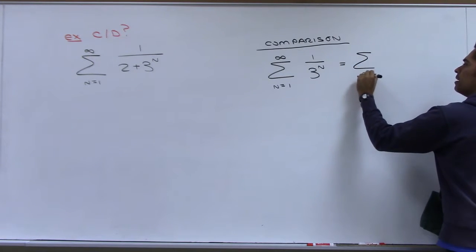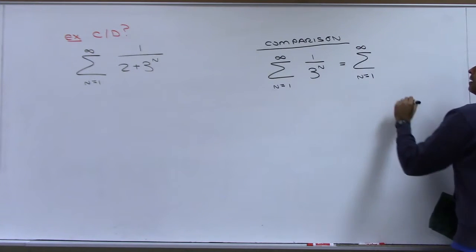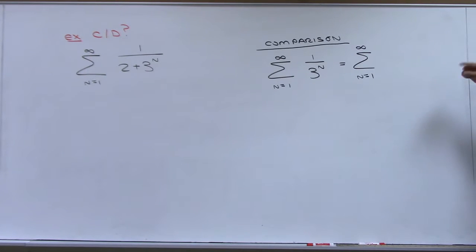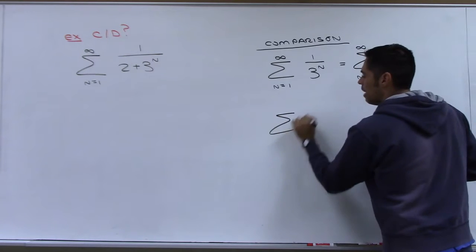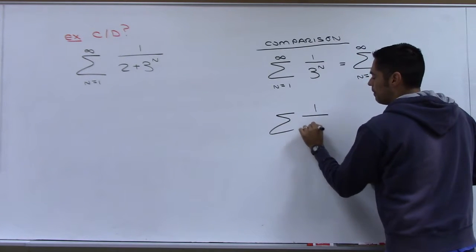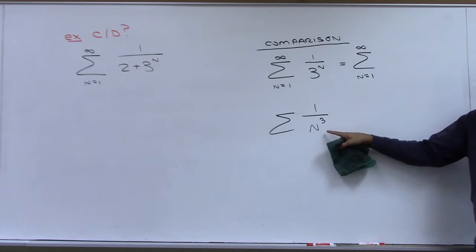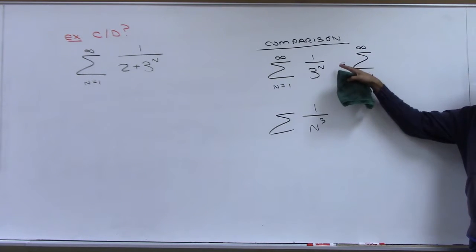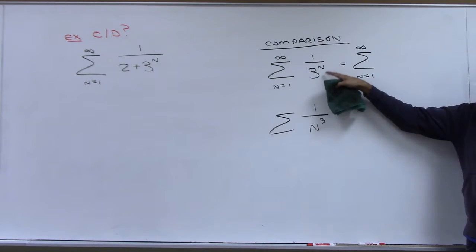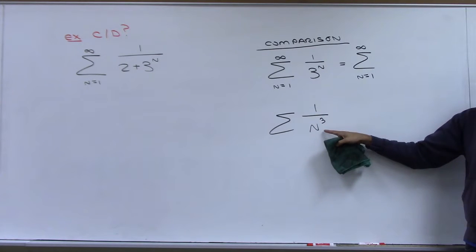Why is it geometric? The n is in the power, right? A p-series, just so you see the difference, would look like this. N to the third, that would be a p-series. 3 to the n is going to be geometric because it's like an exponential function. This one is a power function.